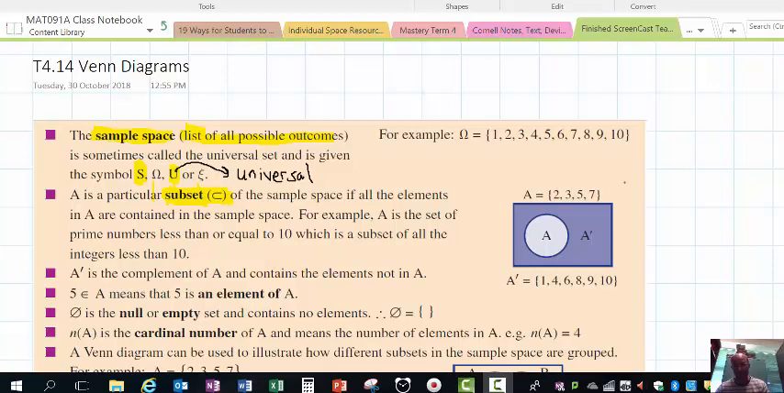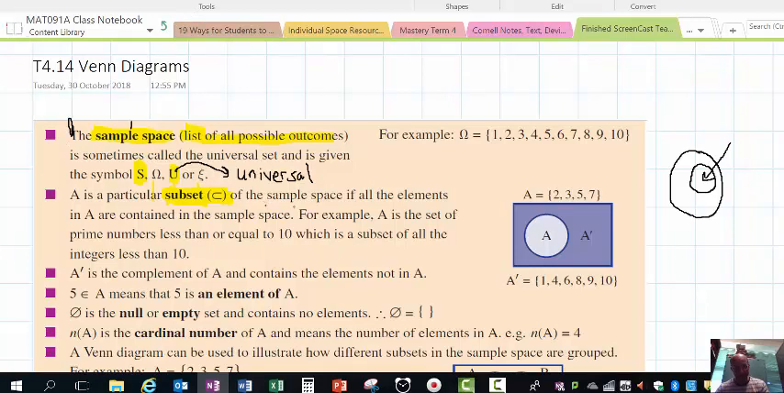So a subset of TV viewers is people who watch Netflix. So if we had a set, let's say this is the set of all people who watch TV, which would be a big set. The subset people who watch Netflix would sit inside of that. So it's a smaller set that fits inside a bigger set.